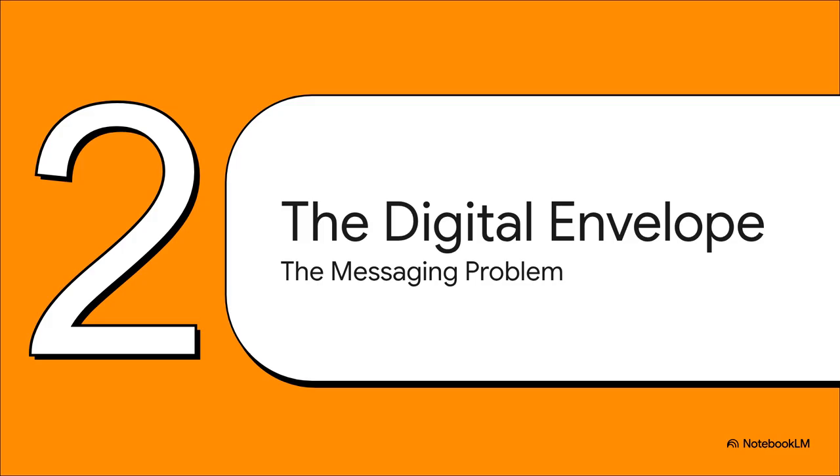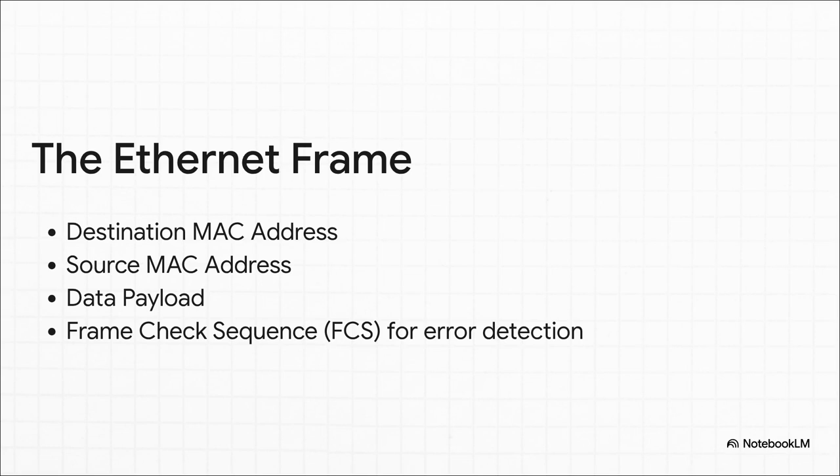Okay, so every device has a unique name. Check. That's step one. But now we need a standard way to actually send messages. You can't just shout raw data into the ether. You need a package, a kind of digital envelope that everyone agrees on how to open and read. And that package is the Ethernet frame.